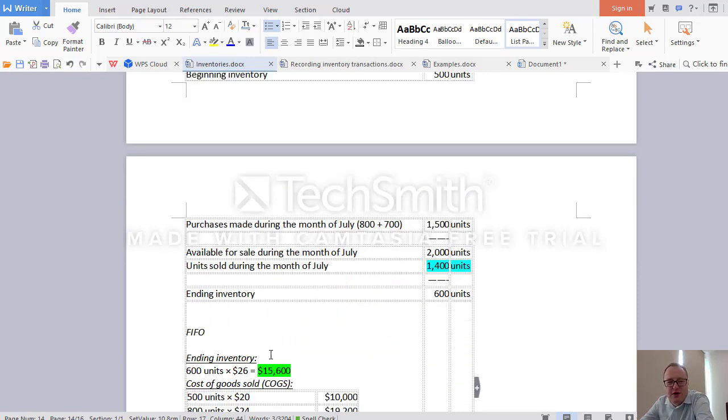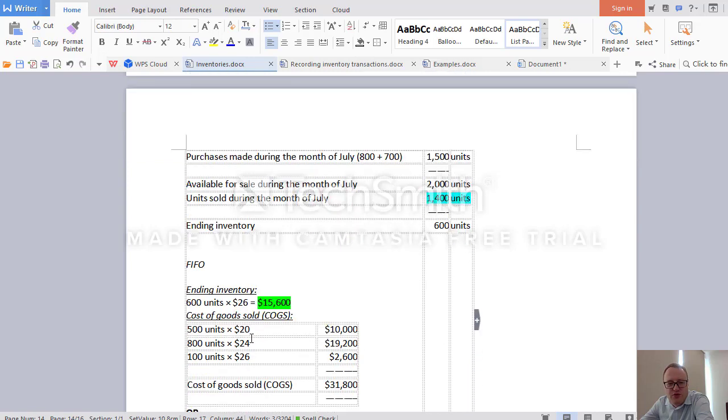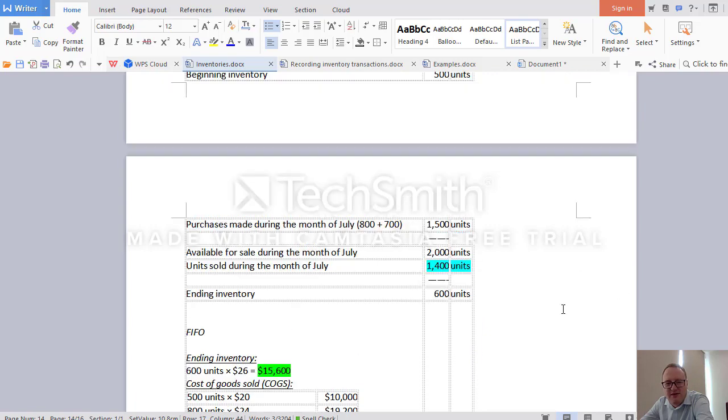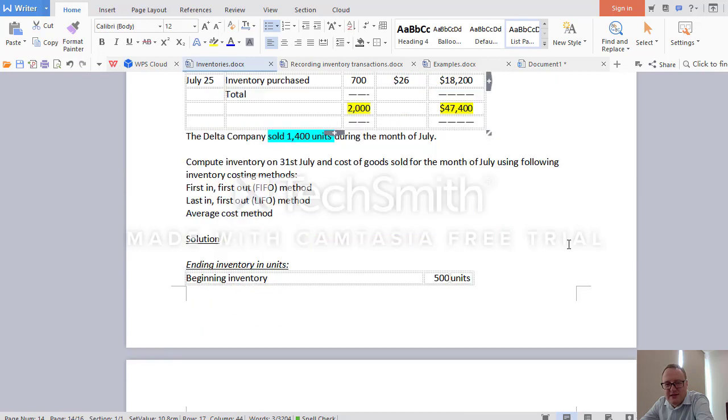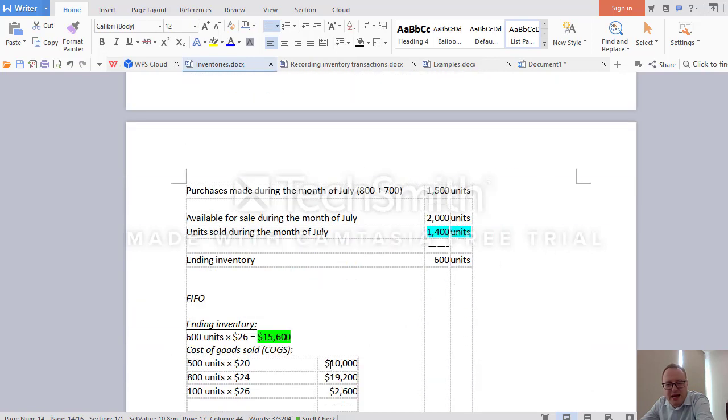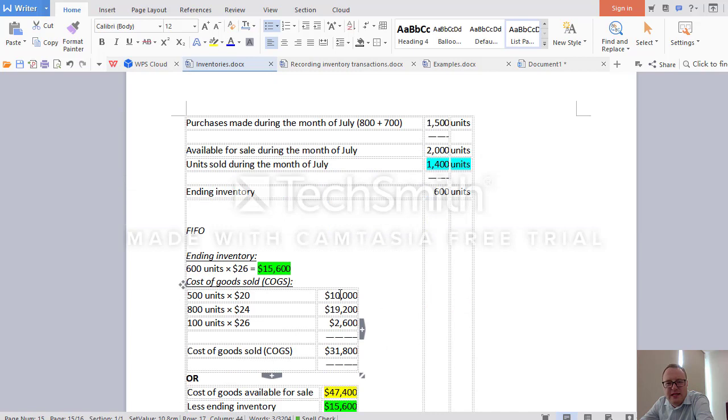So with FIFO, the cost of goods sold. So you are selling first in, first out. You are selling first the oldest inventory, and the oldest inventory is 500 units at $20. So this oldest one, multiply, 10,000. Still not enough. Maybe let's start the other way. So ending inventory would be 600 units times the price of the last inventory. So it would be 15,600.